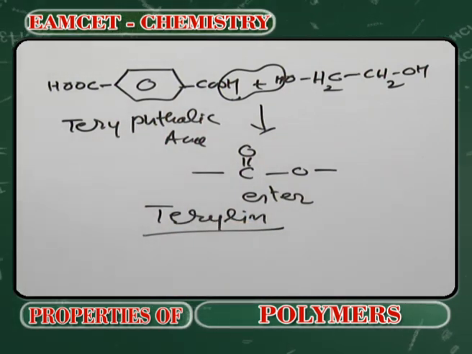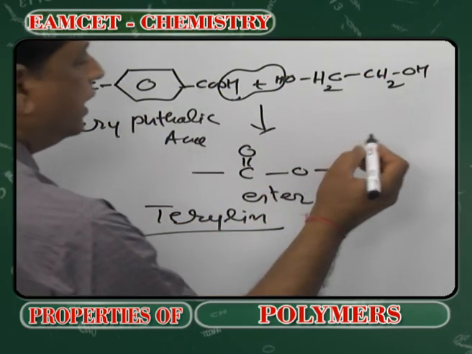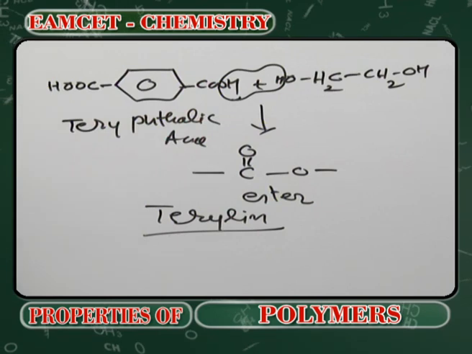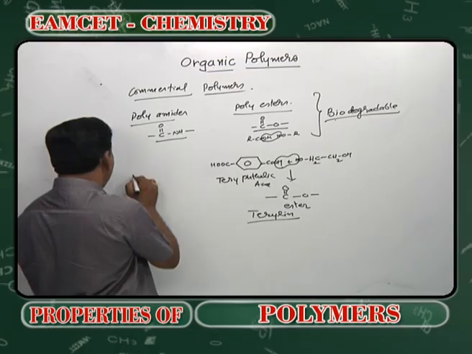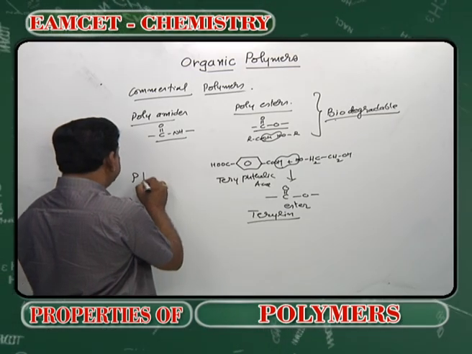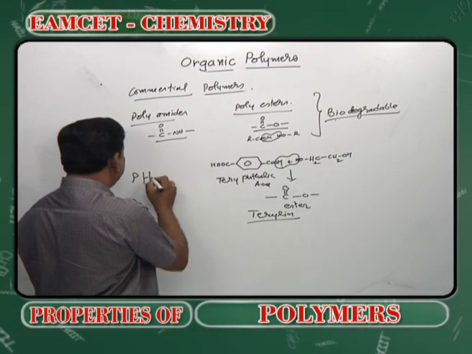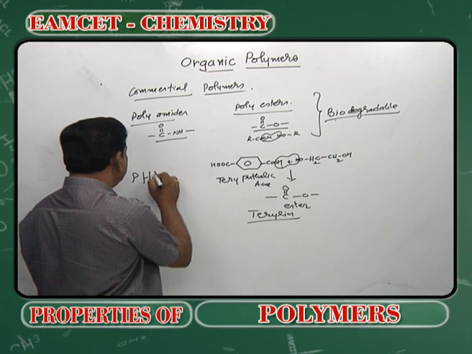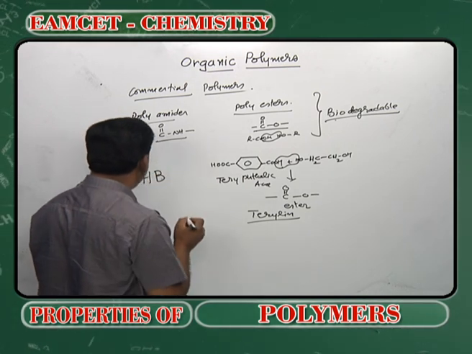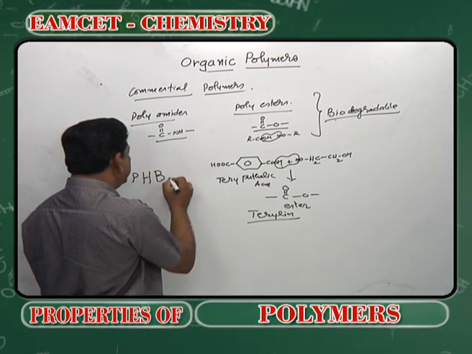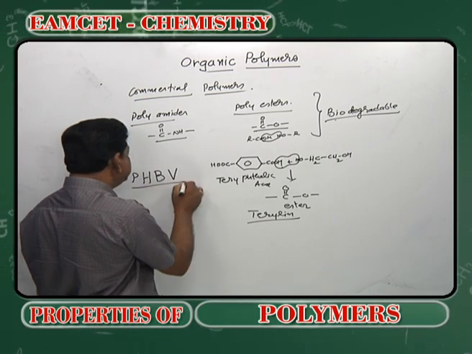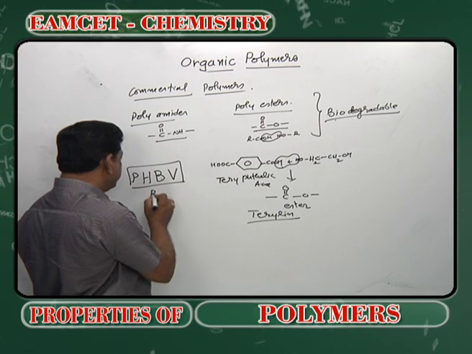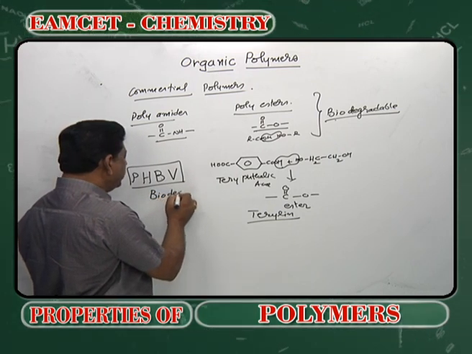Recently, some type of polymers are commercially known as polyhydroxybutyrate and valerate, PHBV. This is a biodegradable type of polymer.